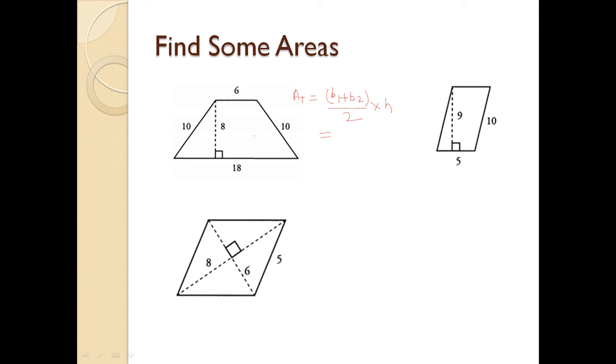Okay, here base 1 is this 6 and base 2 is 18 and height is 8. So if we are putting this into the formula, base 1 is 6, base 2 is 18 divided by 2 multiply by height, which is 8. So this will come 18 plus 6 is 24, divided by 2 is 12, multiply by 8, so it will come 96. So this is the area, whatever is the unit, this is unit square. Okay, kindly take care for the unit.